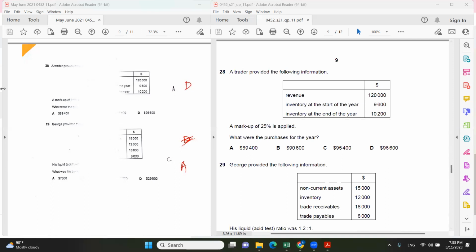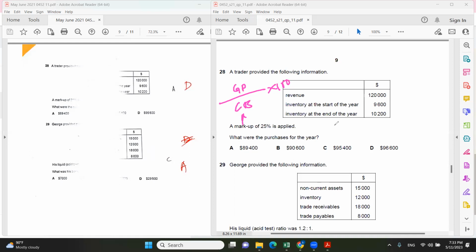28. A trader provides the following information: revenue, inventory, and a markup. The markup formula is gross profit over the cost of sales times 100%.